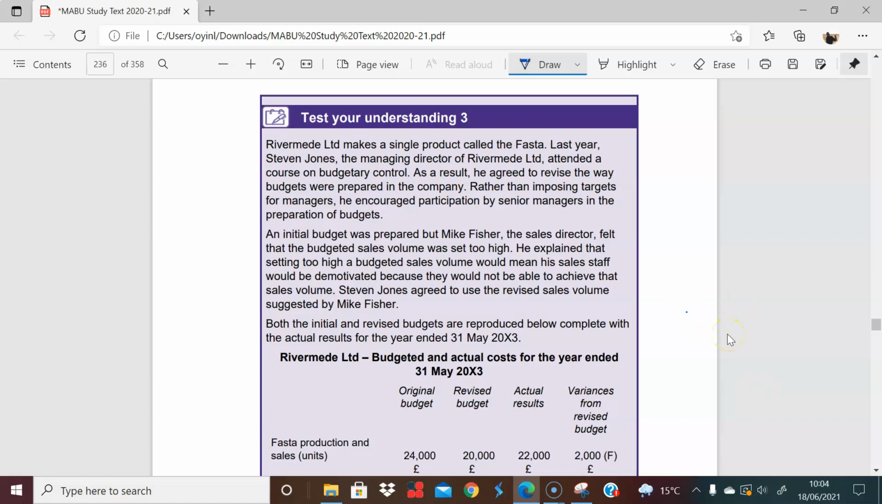So it says here that Rivermead Limited makes a single product called Faster, and last year Steve Jones, the MD of Rivermead, attended a course on budgetary control. As a result, he agreed to revise the way budgets are prepared in the company. So rather than imposing targets, he encouraged participation by senior managers in the preparation of budgets. So he prepared an initial budget, but Mike Fisher, the sales director, felt that the budgeted sales volume was too high.